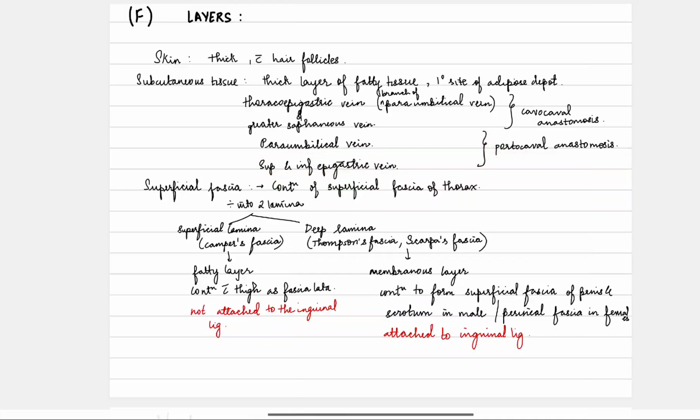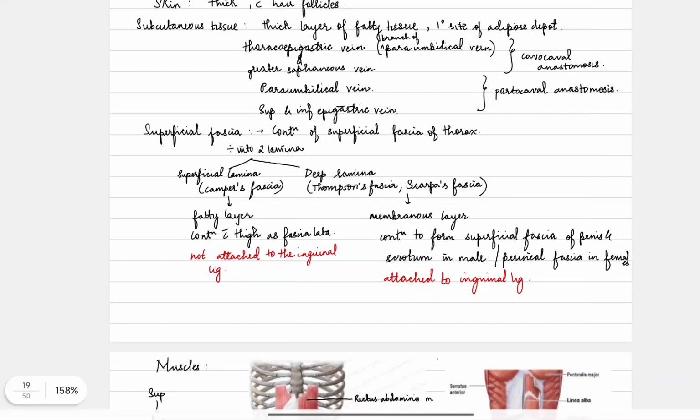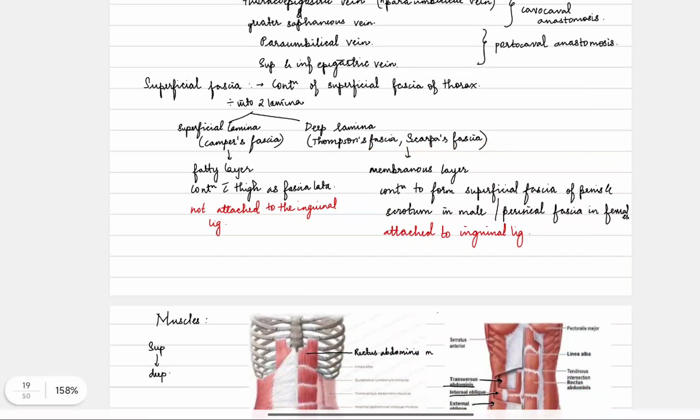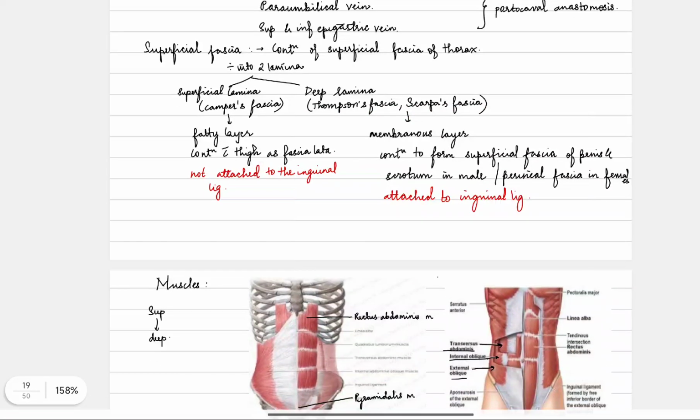Now, the superficial fascia. It is a continuation of the superficial fascia of the thorax. It is divided into a superficial lamina and a deep lamina. The superficial lamina is called Camper's fascia and the deep lamina is called Thompson's fascia or Scarpa's fascia. This superficial fascia is a fatty layer, continuous with the thigh as fascia lata, and it is not attached to the inguinal ligament. The superficial lamina is not attached to the inguinal ligament.